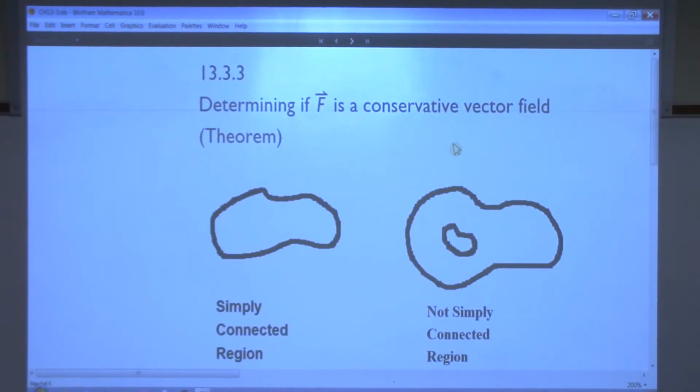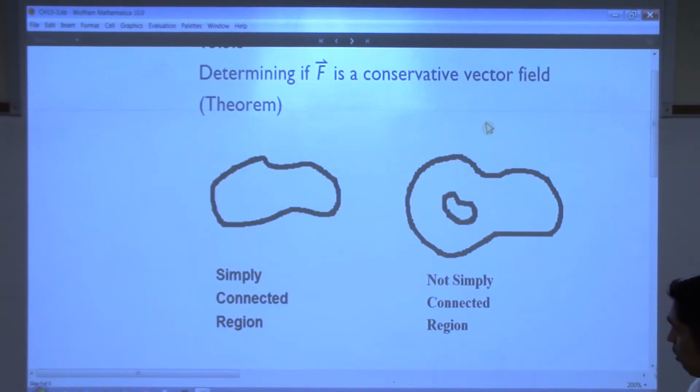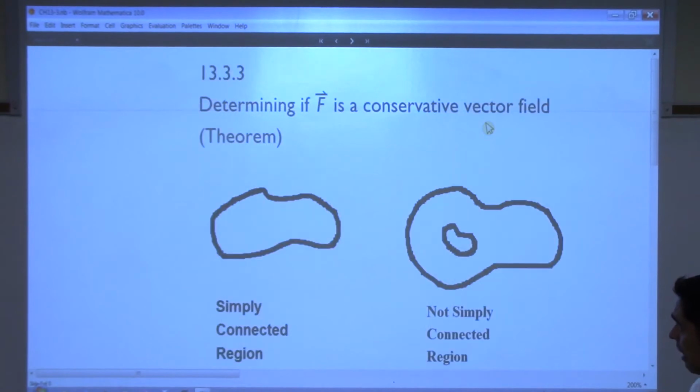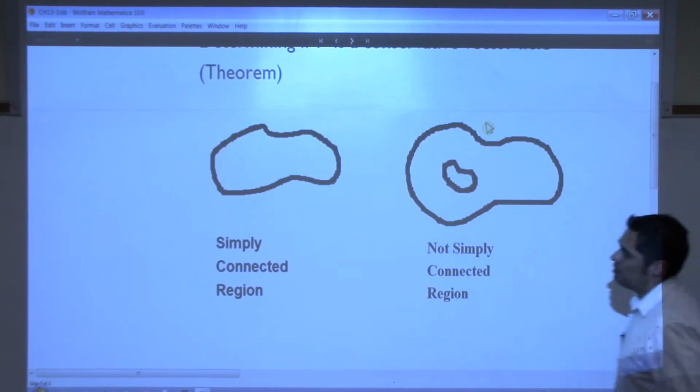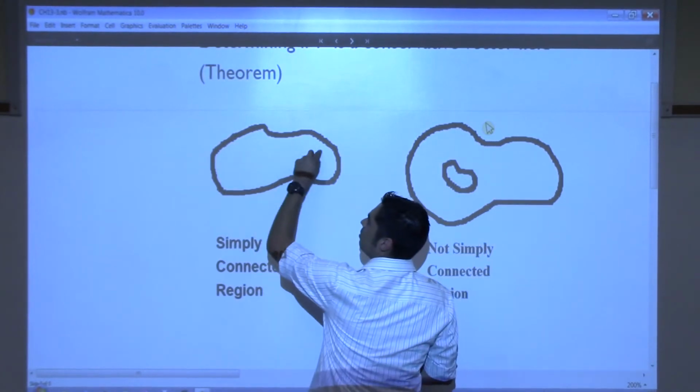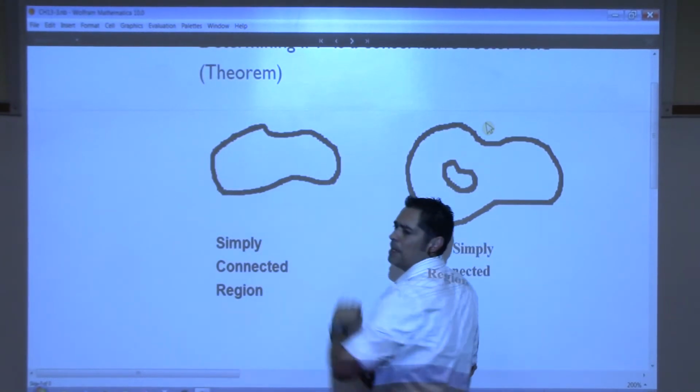All right, so how do we determine, right? This is the big question. How do we determine if a vector field is conservative? Well, before we can do it, we need to distinguish some things because it doesn't always hold. We have to have what's called a simply connected region. So look at this right here. See this region enclosed by this curve? We call that simply connected.